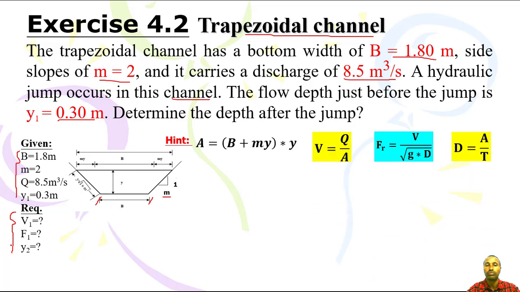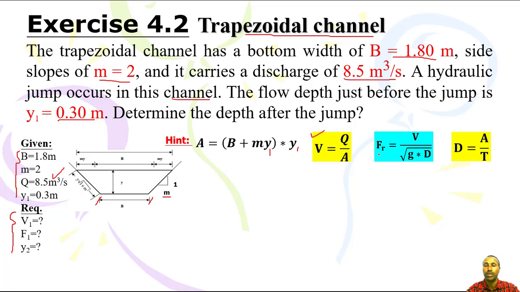Then as a hint, area of a trapezoidal channel is B plus M Y times Y. Clear? So since you have Y1, then you can substitute here Y1, then the area of the channel you can find. Clear? So once you have the area of the channel, you can solve velocity, which is Q over area. Already Q given here 8.5.